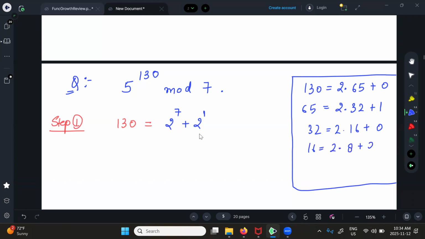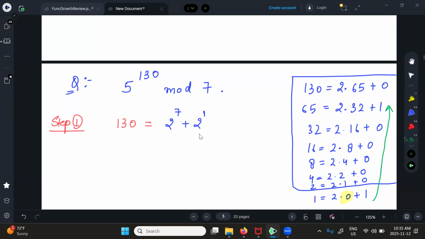2 times 8 plus 0. 8 is 2 times 4 plus 0. 4 is 2 times 2 plus 0. 2 is 2 times 1 plus 0. 1 is, now I have to stop. I can only stop when I have the quotient 0. Okay, make sure you do enough practice for this.